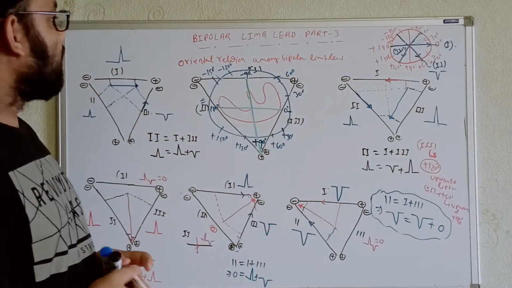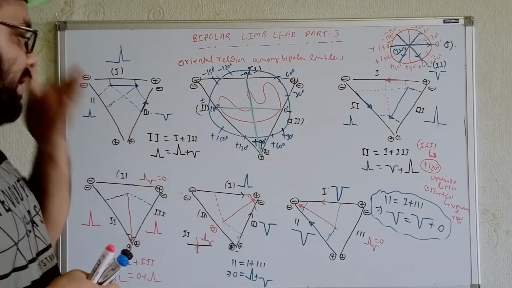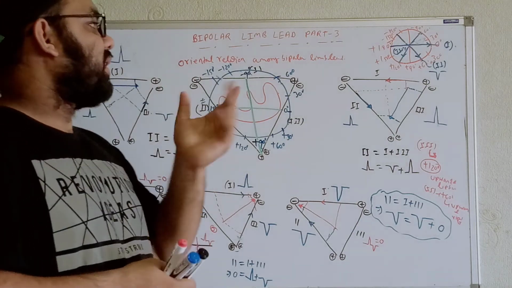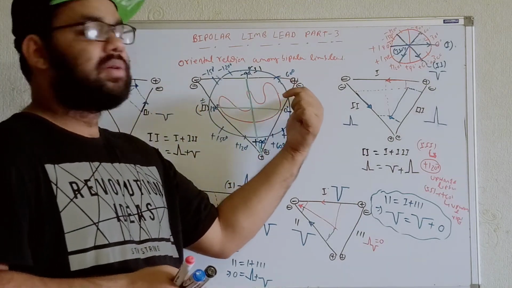So this was all about the bipolar limb leads part 3. Now we'll talk about the augmented limb leads or unipolar limb leads. There I will apply this concept over here.